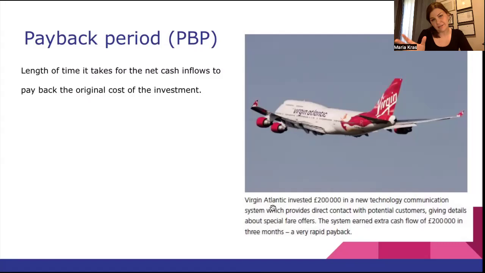But the negatives are that it does not consider any profitability. You don't know how profitable this project is. The only thing you know is when you're going to get your money back. It also concentrates too much sometimes on short-term projects. And if you just focus on payback period, you might disregard some longer-term projects that could potentially be much more profitable. Okay.